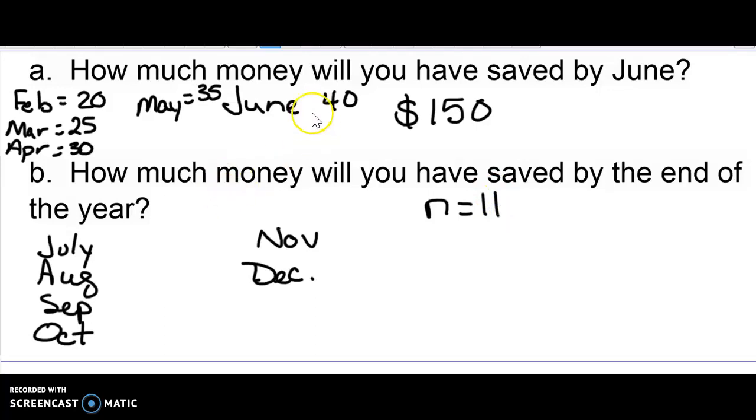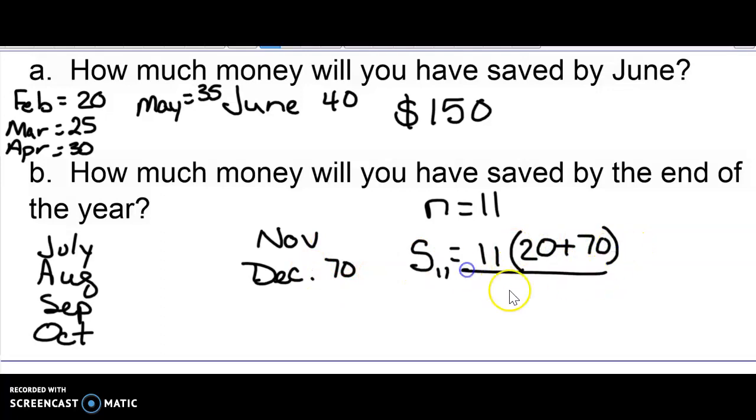What I would need to know is if I increase by 5 each month, this would be 45, 50, 55, 60, 65, 70 would be the amount that I would put in it in July. So if I go by my formula, S sub 11 is going to give me 11 times my first amount of money that I deposit. My A sub 1 was 20. The last amount that I deposited was 70, all over 2. If I plug that into my calculator, then I end up having $495 by the end of the year.